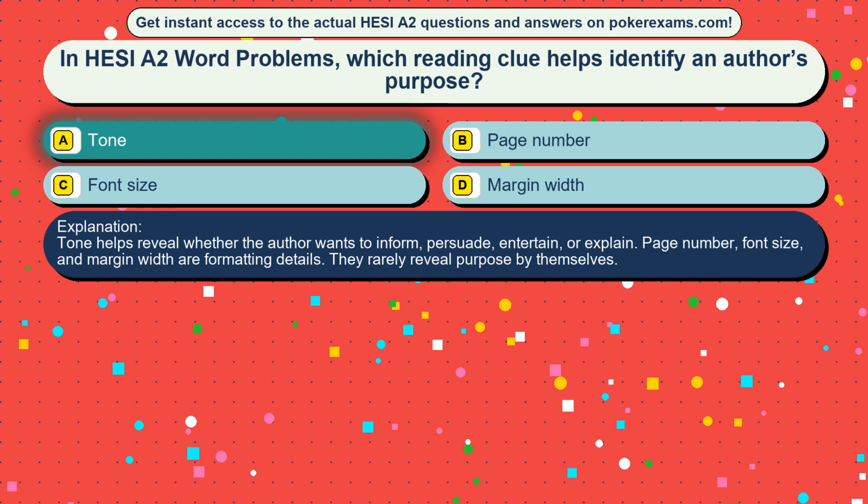Page number, font size, and margin width are formatting details. They rarely reveal purpose by themselves.